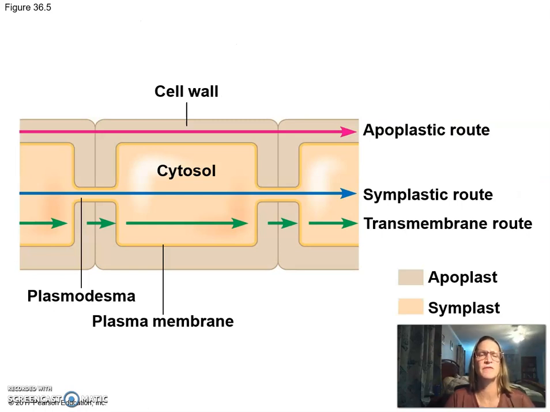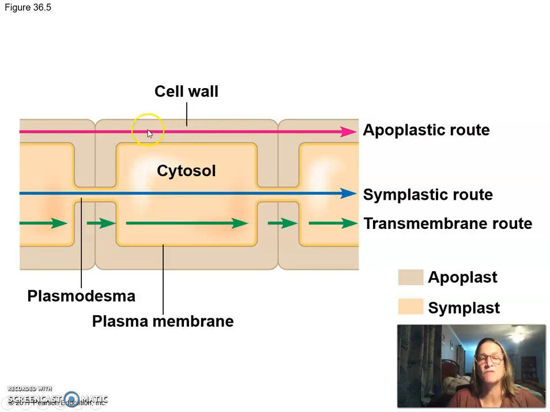So here's a really simplified version of the three different routes. In this case, you can see here's the cell wall of a plant cell, and this is the cytosol of that same plant cell. And these little openings that are joining the cytosol of multiple plant cells, these are the plasmodesmata that I was talking about. Okay, so they're like little channels that connect the cells.